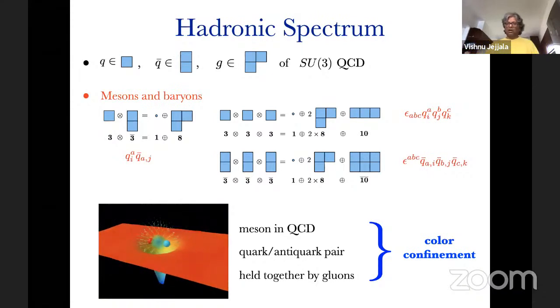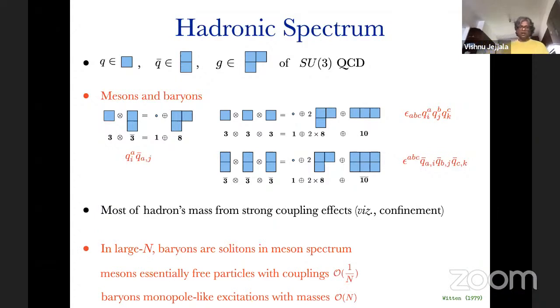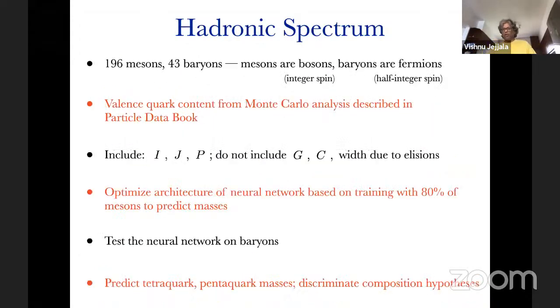So the states I'll be looking at primarily are mesons and baryons, and the key observation is that most of a hadron's mass arises from strong coupling effects, namely whatever's happening in confinement. And Witten observed in the late 70s that in large N, we can think about baryons as solitonic excitations in the meson spectrum. So mesons are essentially free particles with couplings of order 1 over N, and the baryons are monopole-like excitations with masses of order N in this N goes to infinity limit. So we'd like to see whether N equals 3 is enough in order to make similar statements.